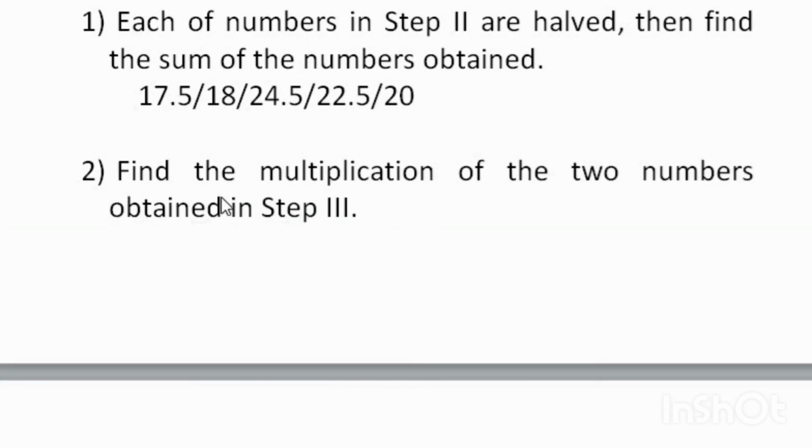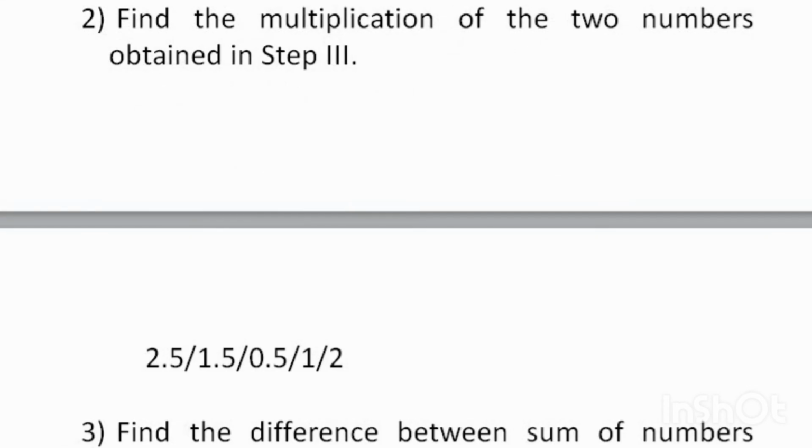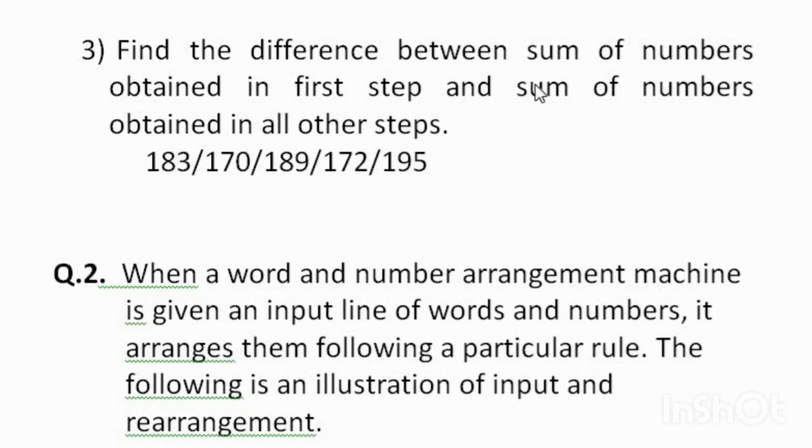And the questions are, first one: each of the numbers in step 2 are halved, then find the sum of the numbers obtained. Options 17.5, 18, 24.5, 22.5 and 20. Second question: find the multiplication of the 2 numbers obtained in step 3. Options 2.5, 1.5, 0.5, 1 and 2. Third question: find the difference between the sum of numbers obtained in the first step and the sum of numbers obtained in all other steps. Options 183, 170, 189, 172 and 195.